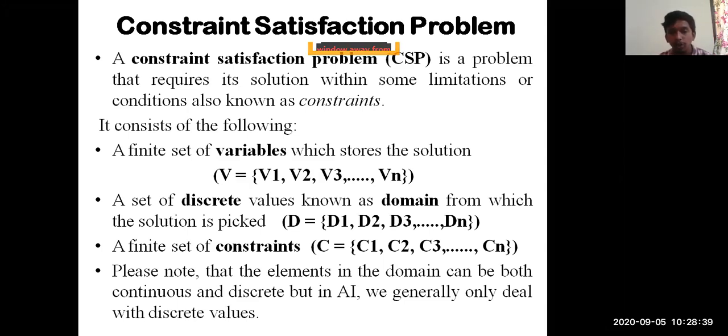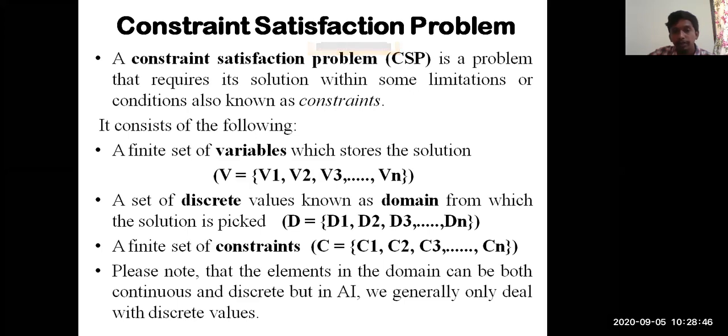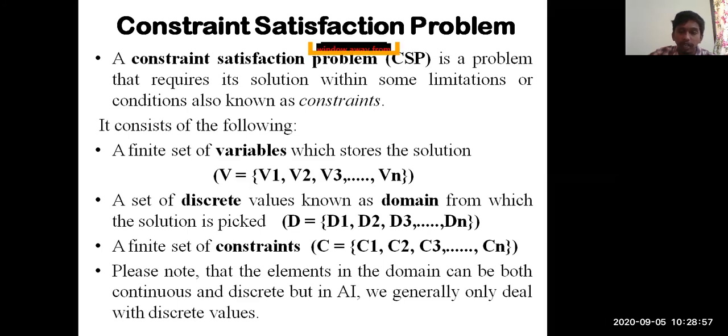Next, you'll have a finite set of constraints. Here you can see when I talk about variables, I am saying it is finite, and when I talk about constraints, I'm also saying it is finite. But when I talk about domain, I'm not saying finite or infinite, because basically it is an infinite one. These are the three terminology aspects we need to keep in mind while discussing constraint satisfaction problem. Here constraint means C, which is C1, C2, C3, and so on up to Cn.